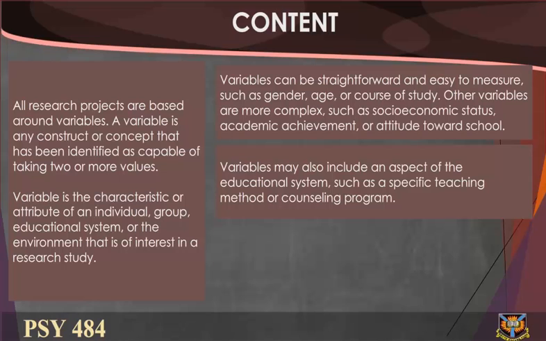a research study. Variables can be straightforward and easy to measure, such as gender, age, or course of study. Other variables are more complex, such as socioeconomic status, academic achievement, or attitude toward school. Variables may also include an aspect of the educational system, such as a specific teaching method or counseling program.